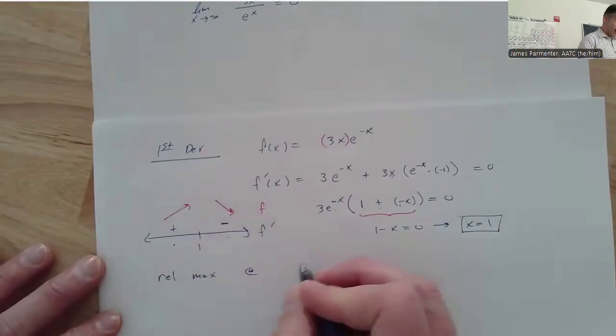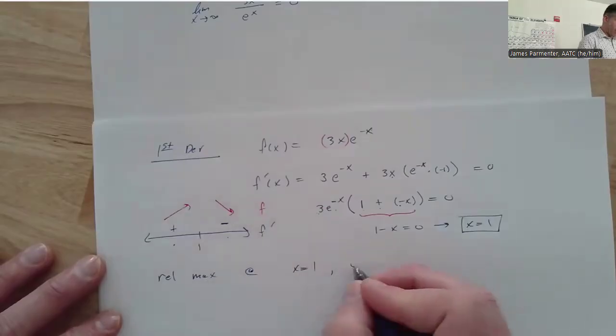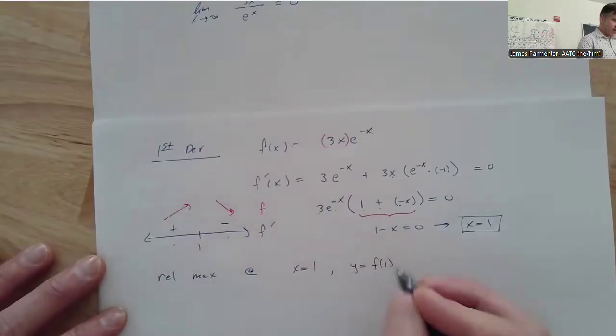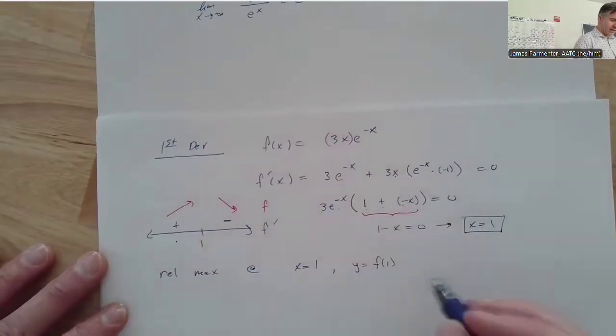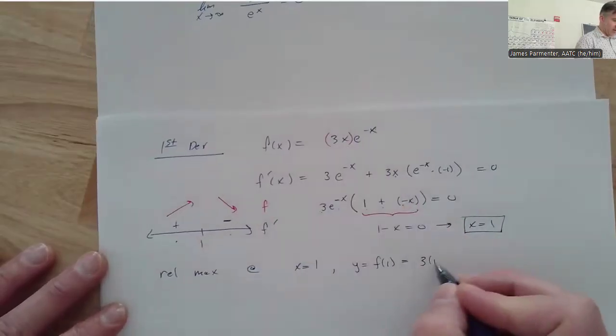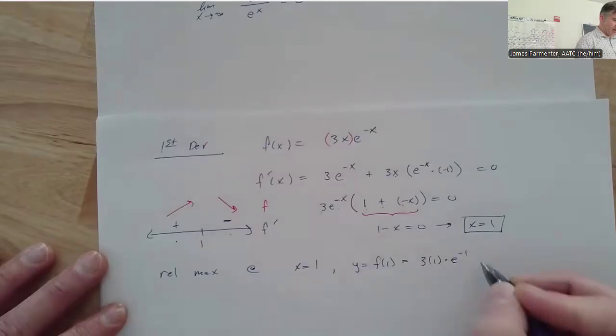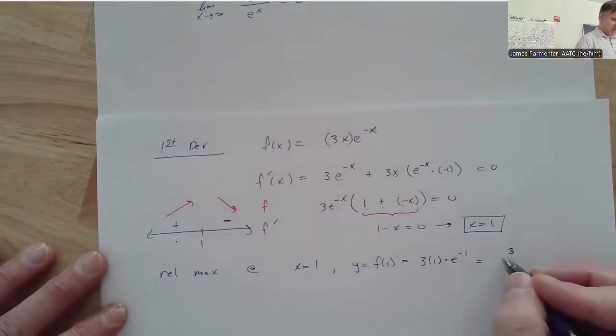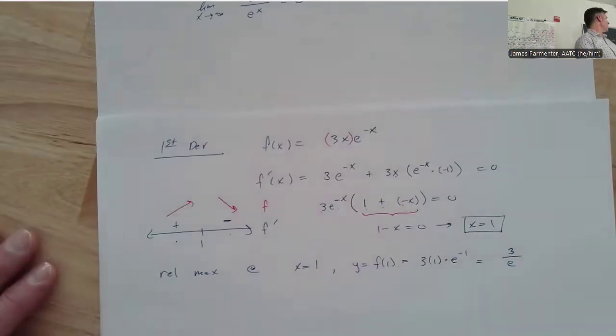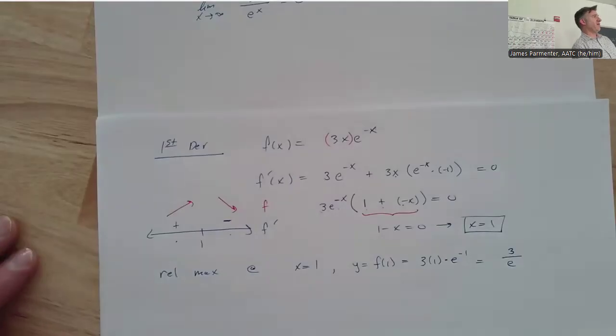maximum at x equal to 1, y equal to f of 1. We might as well plug it in here: y is f of 1, which is 3 times 1 times e to the negative 1, which I would probably write as 3 divided by e, which is not too far from 1. e is about 2.7, and 3 divided by 2.7 is a little bit bigger than 1.